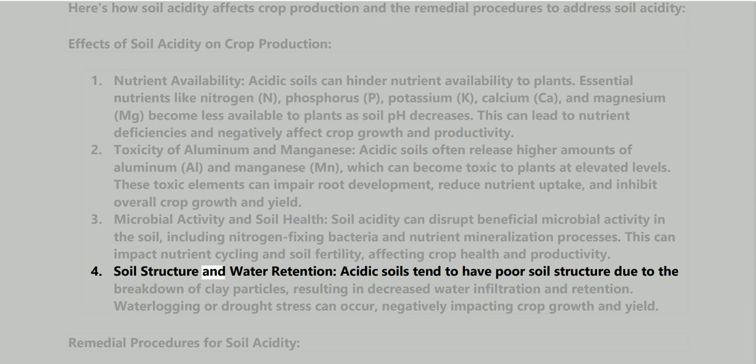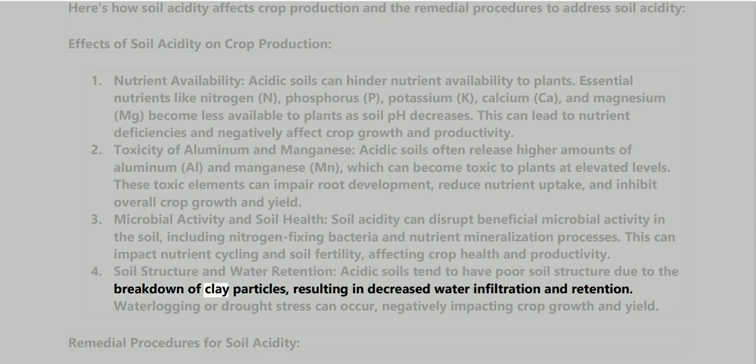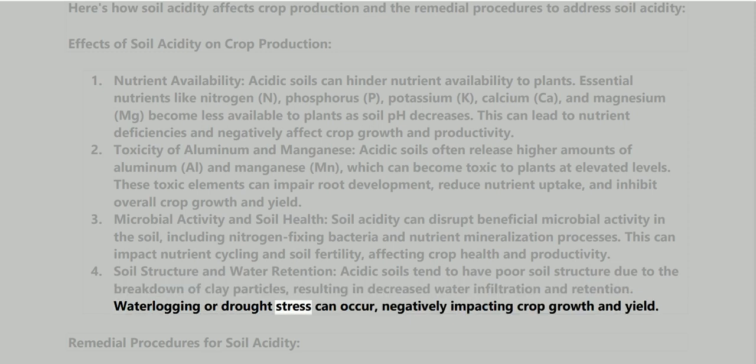4. Soil structure and water retention. Acidic soils tend to have poor soil structure due to the breakdown of clay particles, resulting in decreased water infiltration and retention. Waterlogging or drought stress can occur, negatively impacting crop growth and yield.